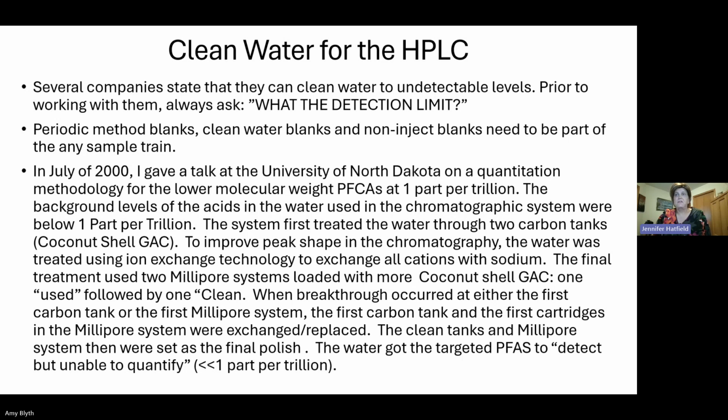What we did is we could detect, but not really quantify reliably, at quite a bit lower than the 1 part per trillion. So 1 part per trillion was definitely a nice target. And this can help you do your analysis at these low part per trillion levels just by cleaning your water and getting good peak shape. Okay, next slide, please.